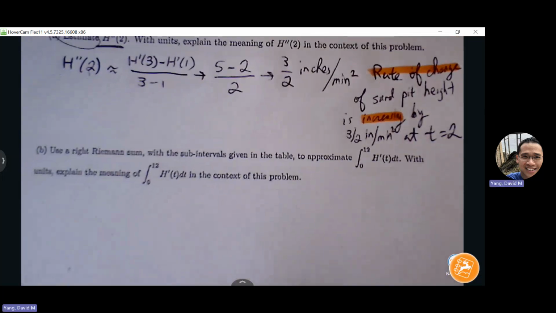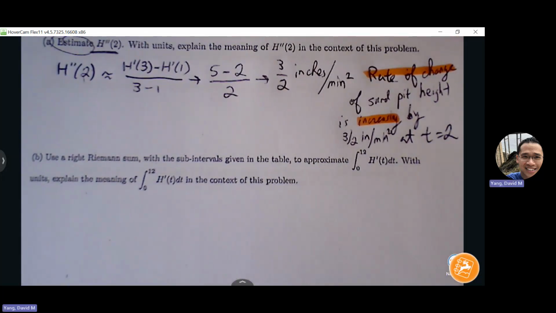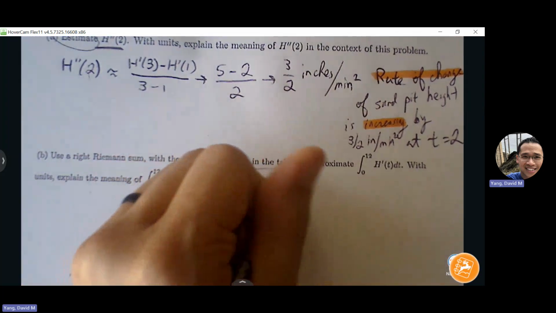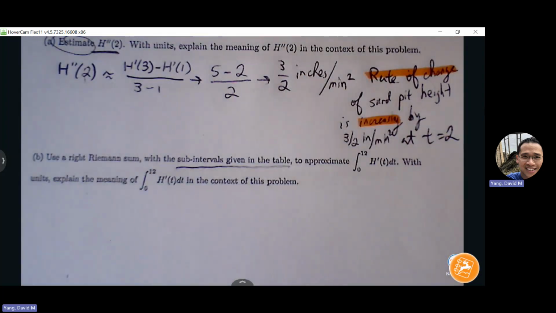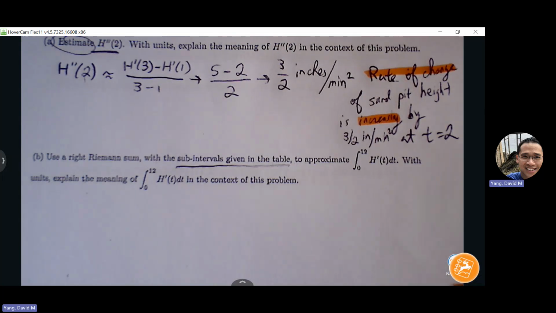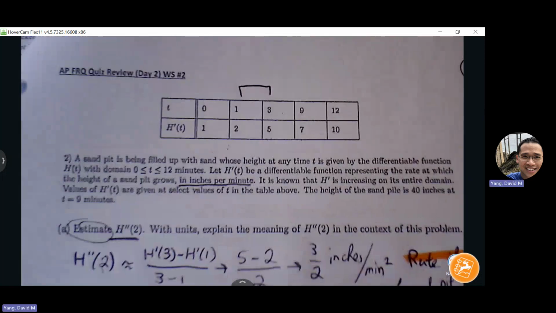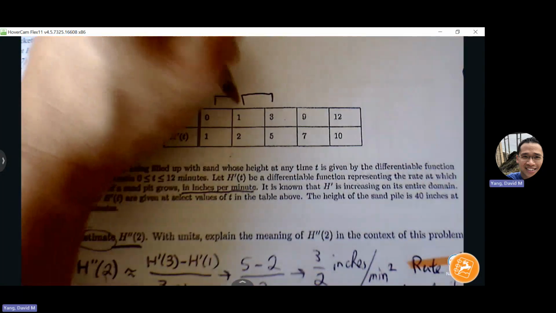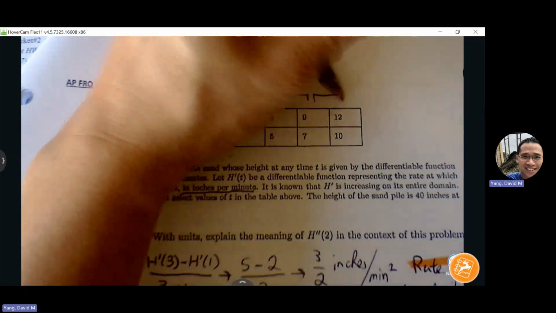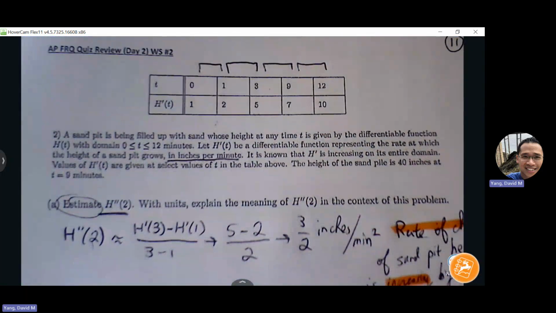Okay, part B, use the right Riemann sum with the subintervals given in the table. So that means we want to use every subinterval spelled out by the table. Approximate the definite integral from 0 to 12 of h prime of t dt. So we know Riemann sums is going to be area, width times height. So we're going to use every subinterval that we see here. So I'm going to spell out every subinterval, build out every width.